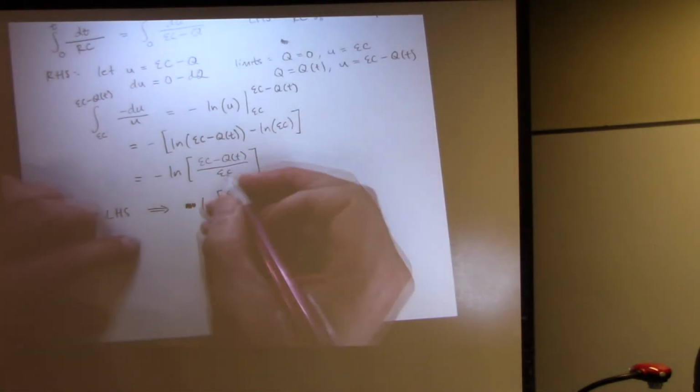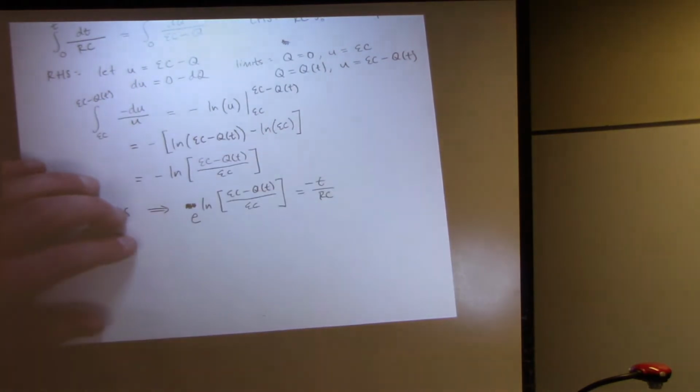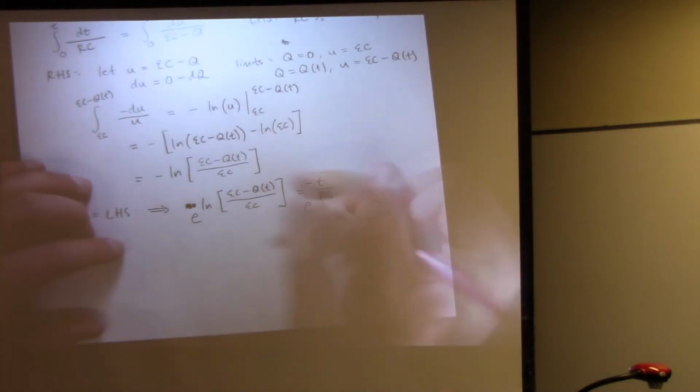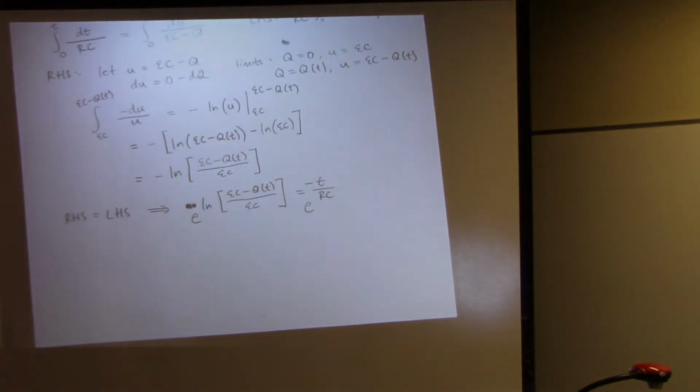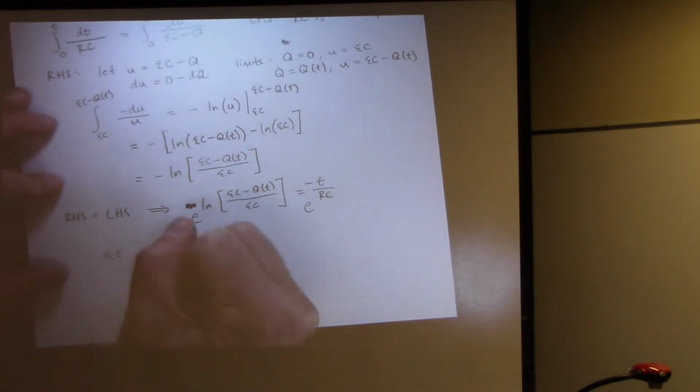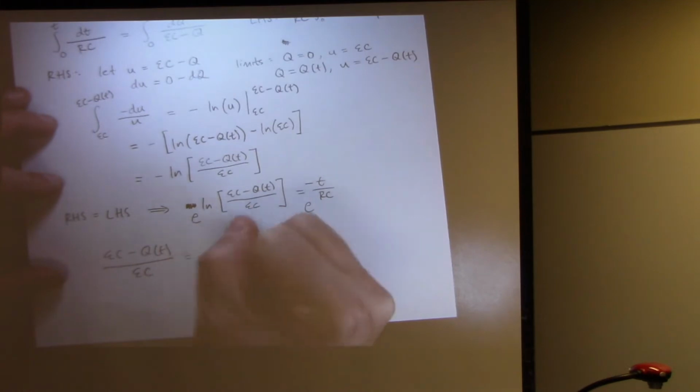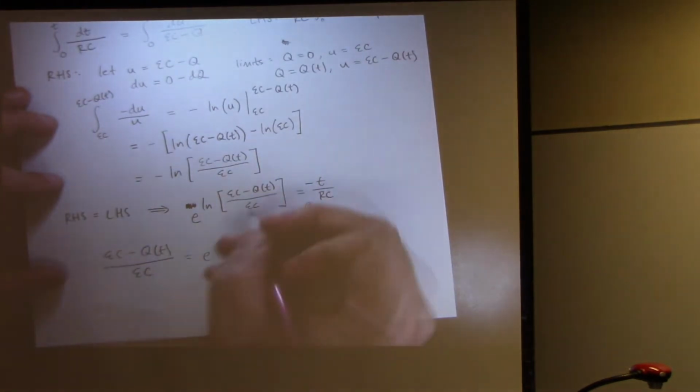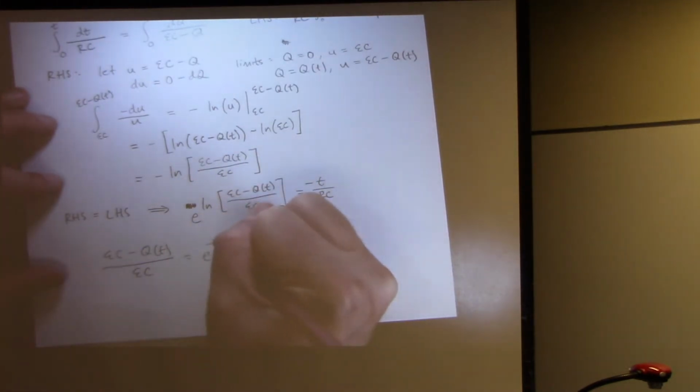So the way I can start to free that up from the natural log function is to exponentiate both sides. Because when I exponentiate a natural log, I just undo it. All right, so then what we have is epsilon c minus q at time t over epsilon c is equal to e to the minus t over rc.